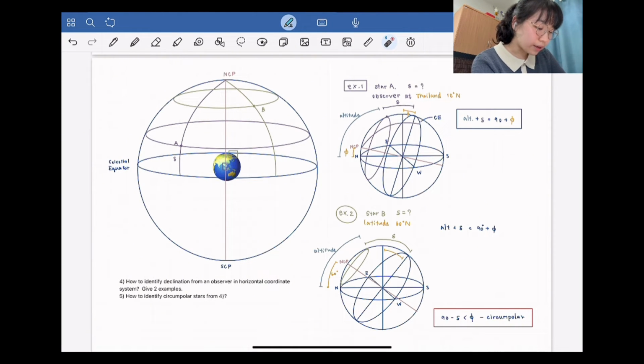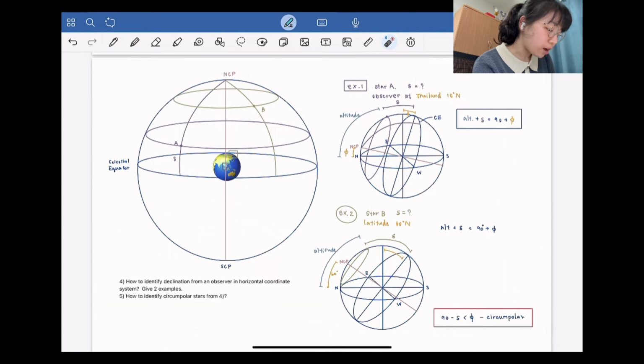So the NCP is above the horizon by an angle equal to the latitude. And let's focus on the declination. Declination is from the NCP to the celestial equator, and this is exactly this line. And we can see the star path is here, so it is above the celestial equator by the degree of declination. So this is the star path we see from the horizontal system.